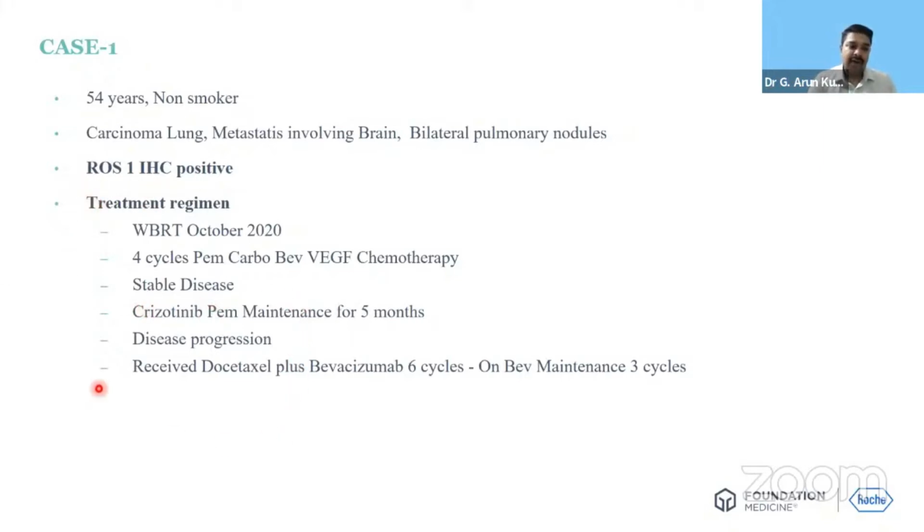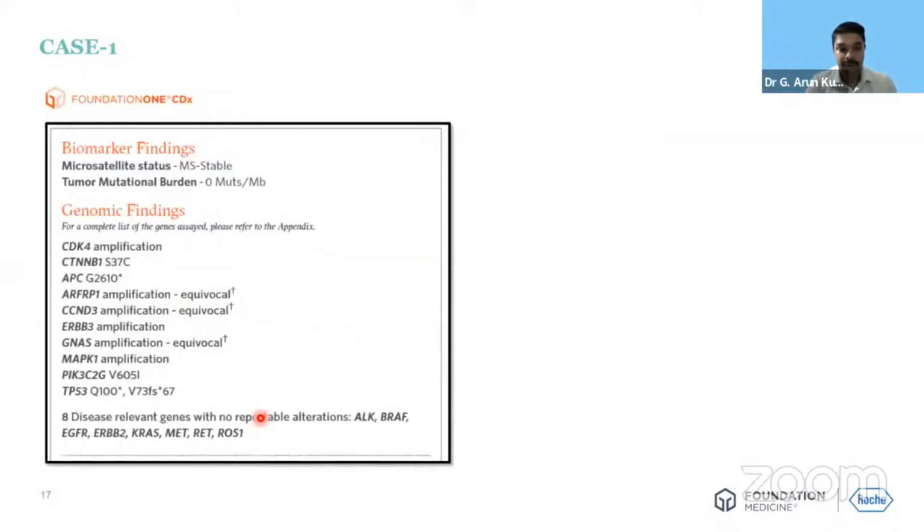The disease progressed, and then the patient received Bev plus docetaxel. And now the patient was on maintenance therapy, but the disease was still stable. So the sample was sent for tumor comprehensive genomic profiling in the tumor tissue. Now, this is the major finding of the report. What do we see? We see a CDK4 amplification, CTNNB1, that is beta-catenin mutation, APC gene mutation, and many genes amplification along with PIK3C2G and a TP53 mutation.